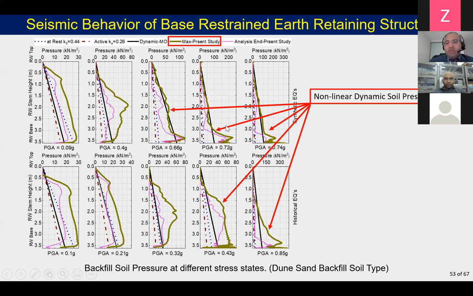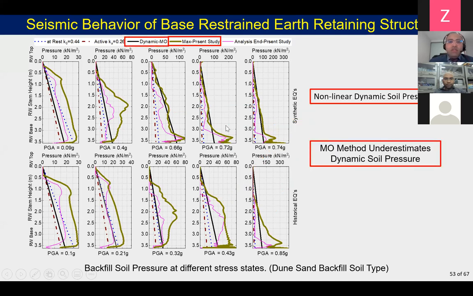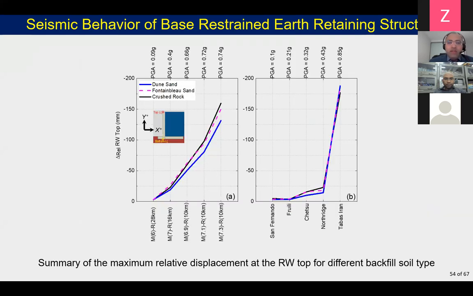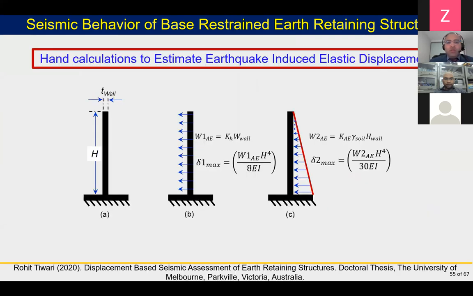I already discussed this at the start of the lecture: with the Mononobe-Okabe method, you get a linear pressure, which cannot accurately replicate the behavior. In some cases, this pseudo-static method can overestimate the seismic pressure behind the retaining wall. And very interestingly, we observed residual pressure behind the retaining wall after the earthquake, which proves the yielding of the soil or the generation of active residual pressure behind the retaining wall. So I think I should not discuss these things further.